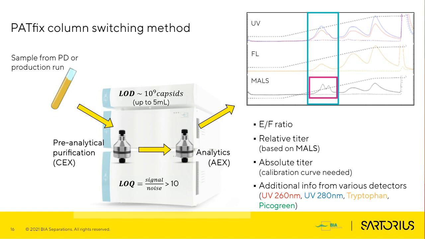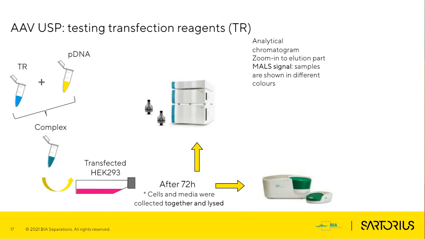So now I'm going to show you some examples of experiments which we performed and how we used this type of analytics for our upstream setup. For this experiment, we combined different transfection reagents with plasmid DNA. We created complexes, and then we added those over the adherent HEK293 cell line. After 72 hours, we collected the total harvest, so media and cells together. We analyzed them using our PATfix column switch, and to compare, we also used ddPCR analytics, which would allow us to see the quantity of full AAVs.